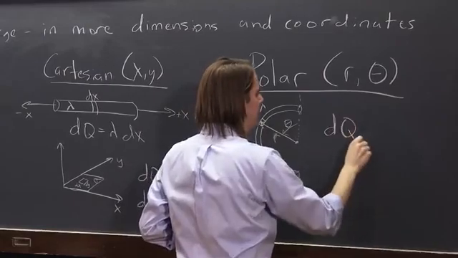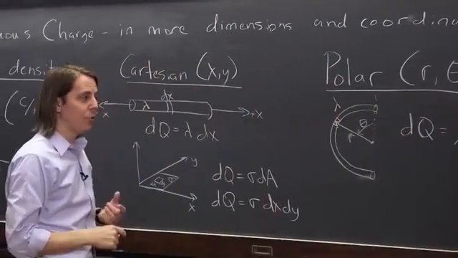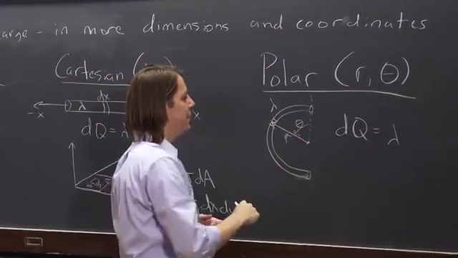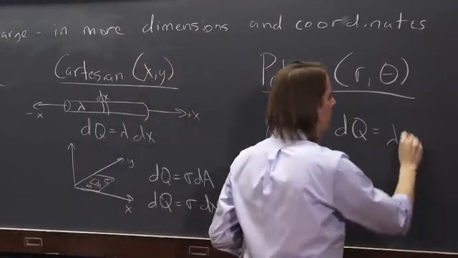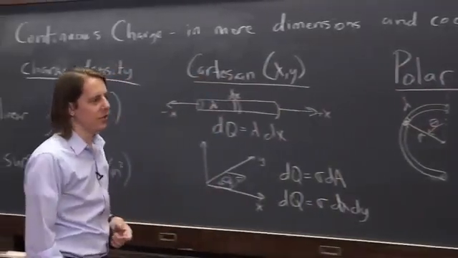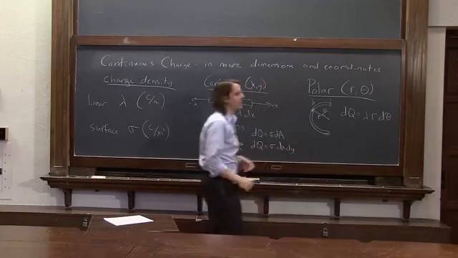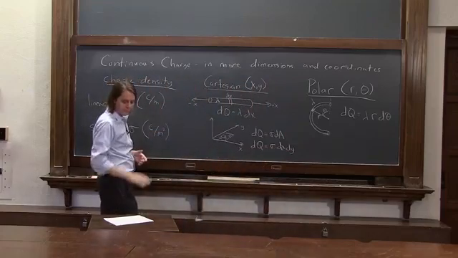And in the end, dq is lambda times the length of that piece. Now in polar coordinates, the length of that piece is r times how much you changed theta. Right? So when you're going along this curve, r doesn't change. So it's r d theta. R d theta is a length. Theta doesn't really have units, r has units of length. So that's your dq if you're doing a linear charge density on a curved surface.